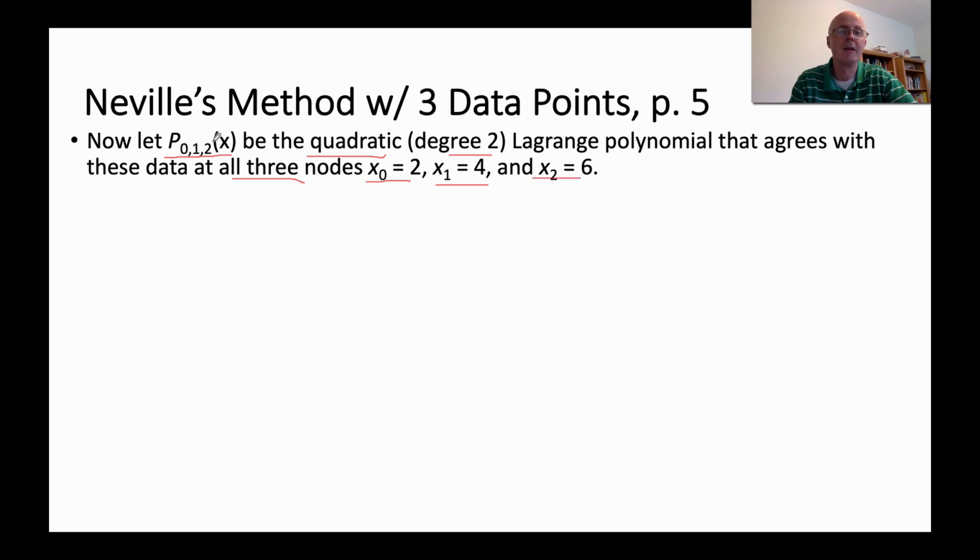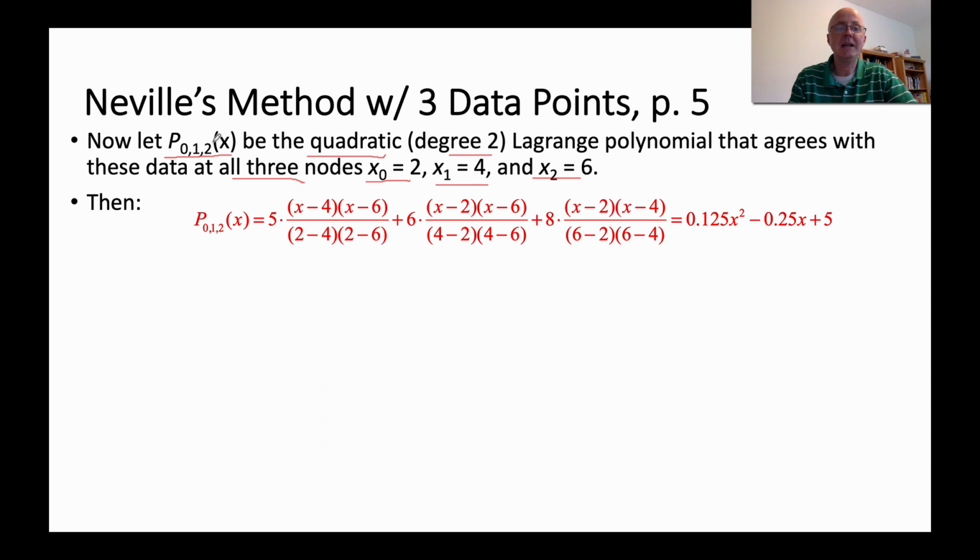Okay? It's going to agree to all three. It's going to be quadratic. In fact, it's going to be unique. Thinking back to lecture 18 about Lagrange polynomials, once again we have this method for constructing them. P0, 1, 2 is a linear combination of three terms where the weights, the 5, the 6, and the 8 are the outputs of the underlying function at the 0th node, the first node, and the second node. 5, 6, and 8 were the outputs, remember.